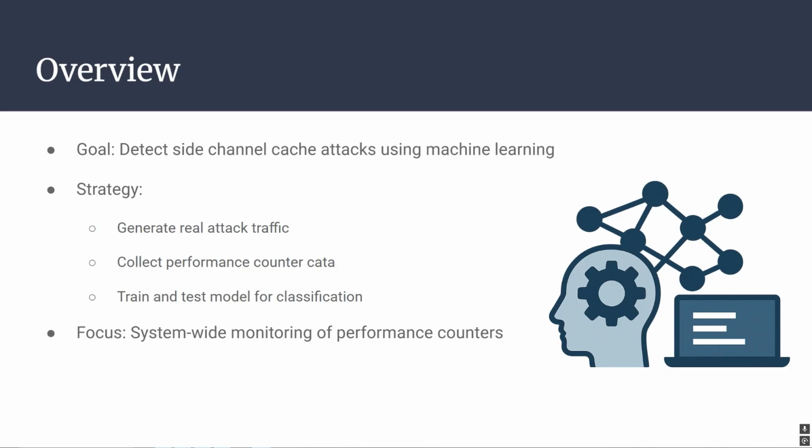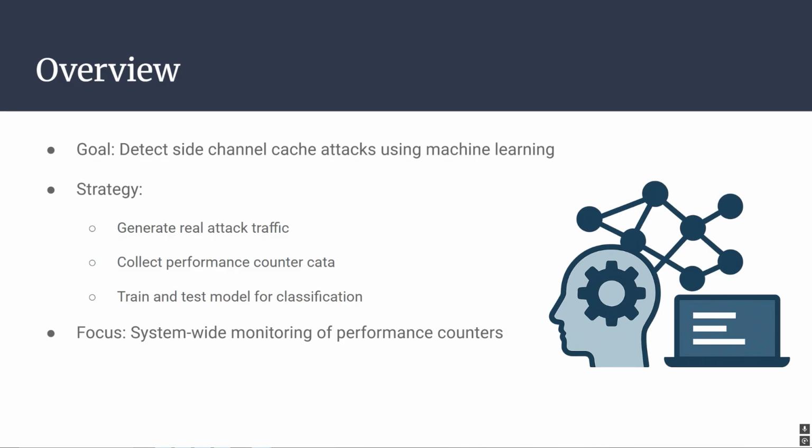Now on to the methodology section. So a brief overview. The overall goal of our project is to detect several types of cache-based side channel attacks using machine learning. Specifically, we're targeting flush reload, prime probe, flush flush, and evict reload, each of which exploits different behaviors of the CPU cache. And our strategy goes as follows.